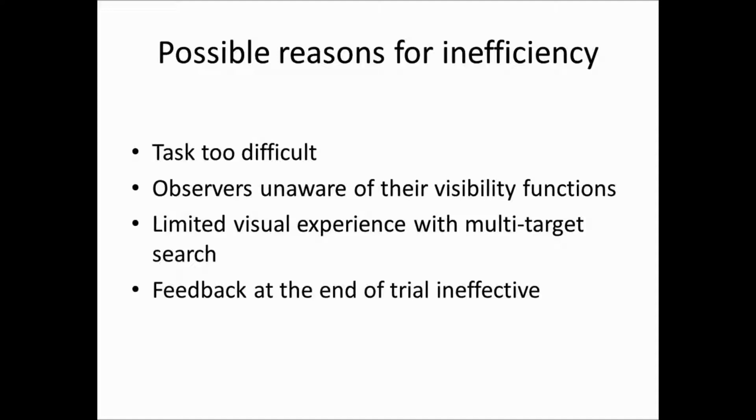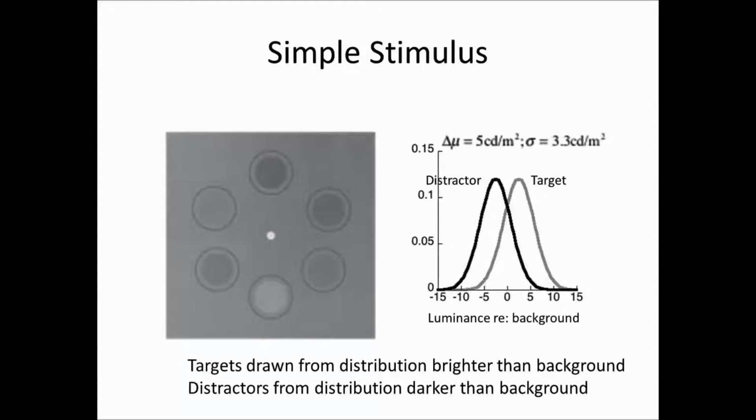And what do observers do in this particular study? Regardless of the prior probability, they always went to the most probable target locations. Well, this part's cut off. Observers follow the MAP strategy. Okay, so why? Maybe the task was too difficult. Maybe observers are unaware of their visibility function, how it falls off with distance from fixation. Maybe multiple target search tasks are very infrequent. But we were interested in this last issue. Maybe the feedback at the end of the trial was not effective.